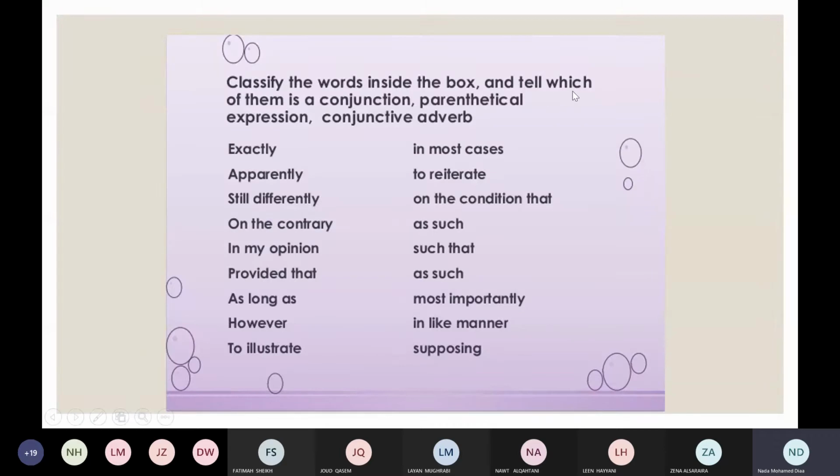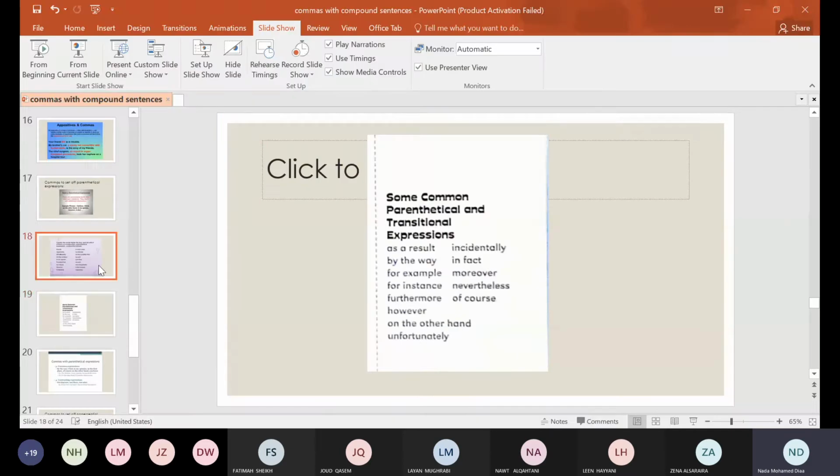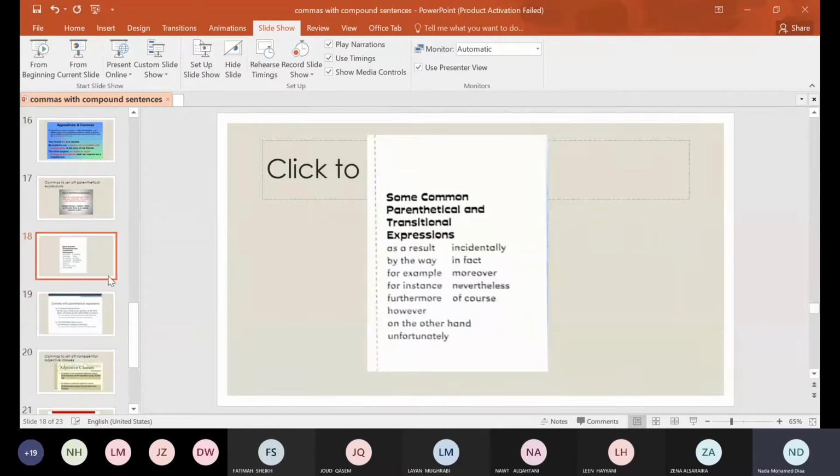Classify the words inside the box and tell which of them is a conjunction, parenthetical expression, or conjunctive adverb. Leave this in your book, some common parenthetical expressions. I will remove this because it has a parenthetical here. Like most importantly, but let me erase it so it doesn't cause you to be confused. Okay, continue.